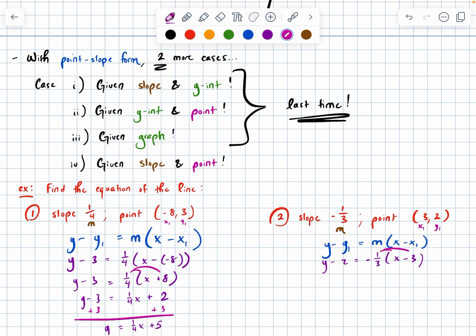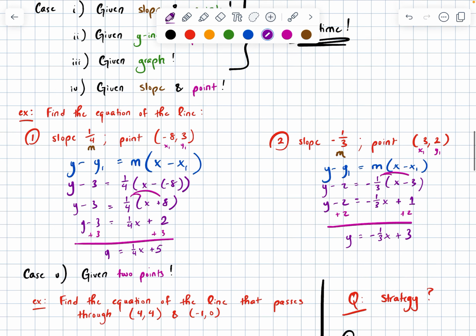If I want to simplify, distribute our negative 1/3. Negative 1/3 times x, well, that's just negative 1/3 x. Negative 1/3 times negative 3, so negative times negative is positive, and 1/3 of 3 is 1. So I've got y minus 2 equals negative 1/3 x plus 1. All I've got to do to get y by itself is add 2 to both sides. That tells me that y is equal to negative 1/3 x plus 3. So there you go. There's case 4. Given a slope and any point on my line, it doesn't have to be the y-intercept, I can use point-slope to find my equation.